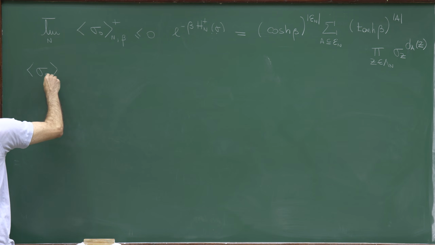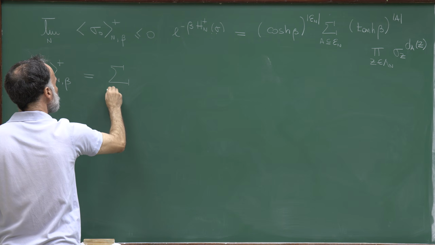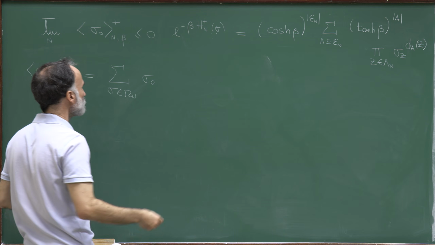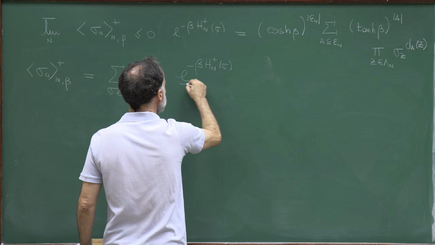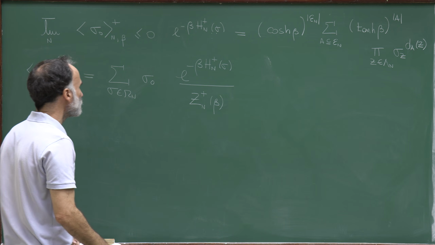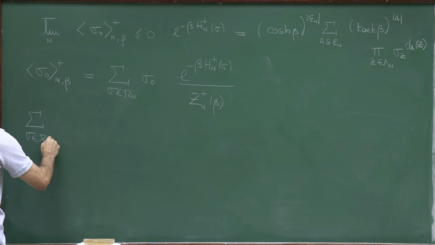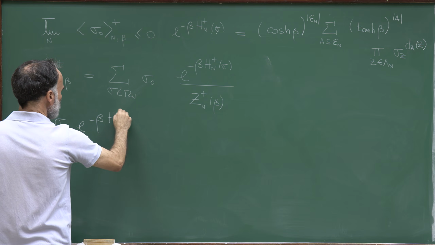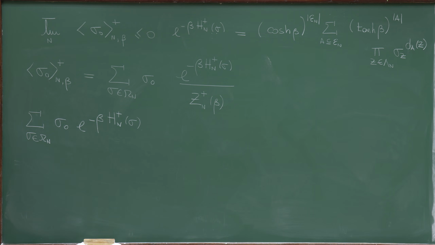What we want to estimate is the expectation of the spin at 0. But this is by definition the sum over all sigma in omega n of sigma 0 times the probability measure of the configuration sigma, which is exponential of minus beta H plus n of sigma divided by the partition function Z n plus beta. In the previous part we obtained a formula for that partition function. So now what I want to compute is the sum over all sigma in omega n of sigma 0 exponential of minus beta H plus n of sigma. And what I will do is use exactly the same expression for the weight in order to simplify this sum.